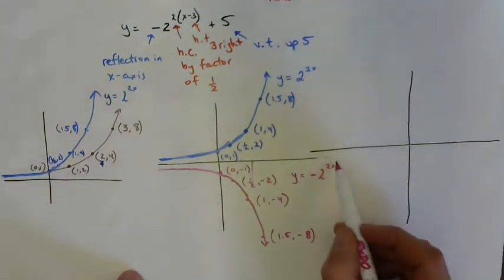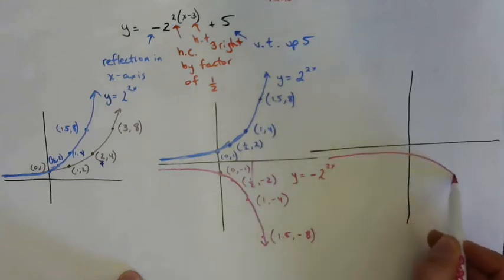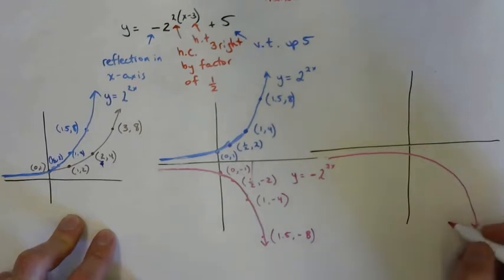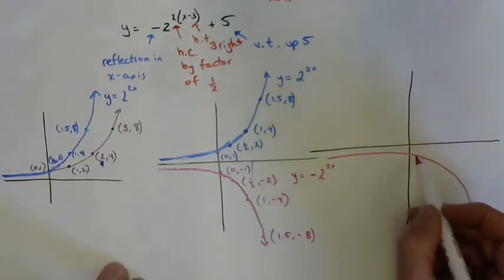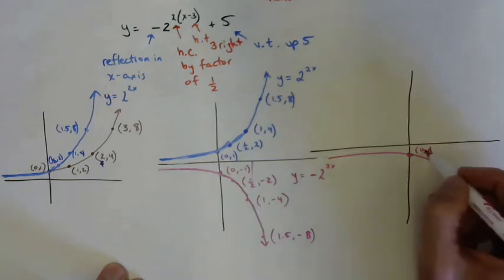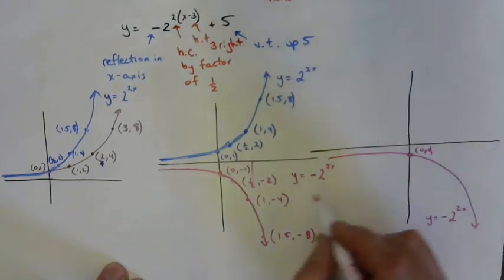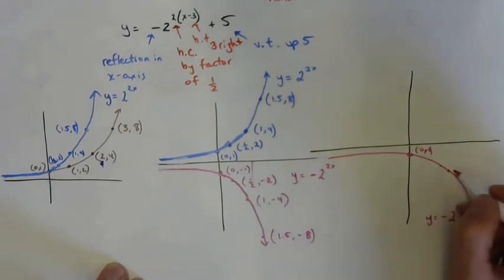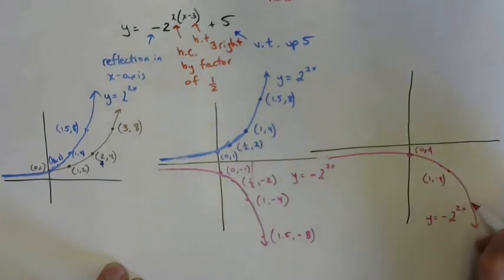And we're going to redraw our pink guy, which is y equals negative 2 to the power of 2x. If it's helpful, you can rewrite some of the key points that it goes through. 0, negative 1, 1 half, negative 2, 1, negative 4, and 1 and a half, negative 8.